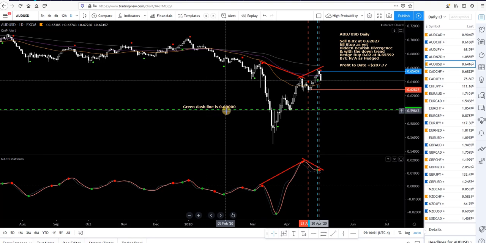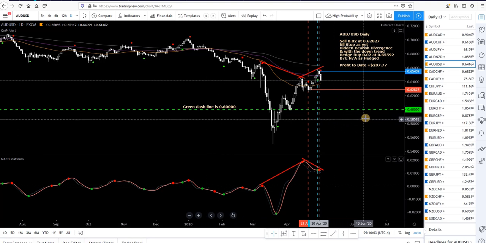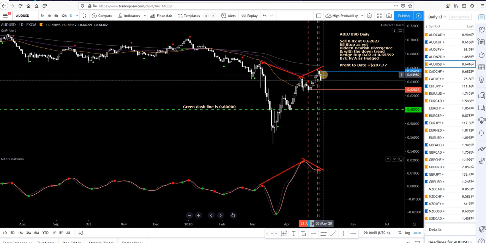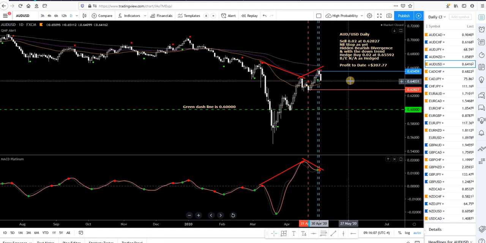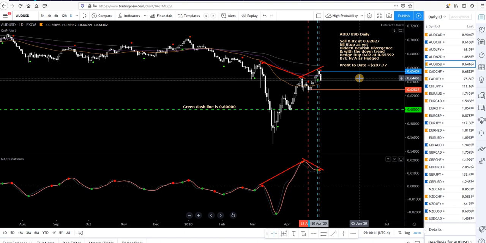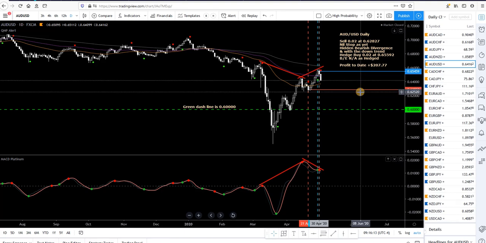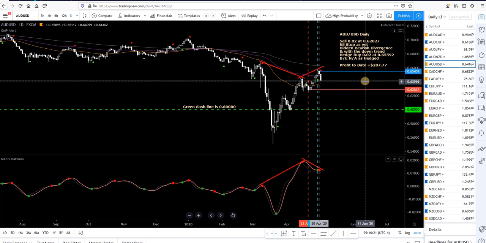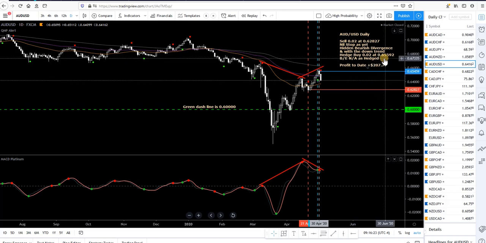This green dashed line, 0.600, which is a big number for the Aussie. So looking to take a second sell trade there, put it into my spreadsheet, which I share the link to in the description. There's a results spreadsheet. I think there's about 670 trades since June last year, so they're all there to see, and everyone's more than welcome to check them out. So looking at taking a second sell tomorrow morning.